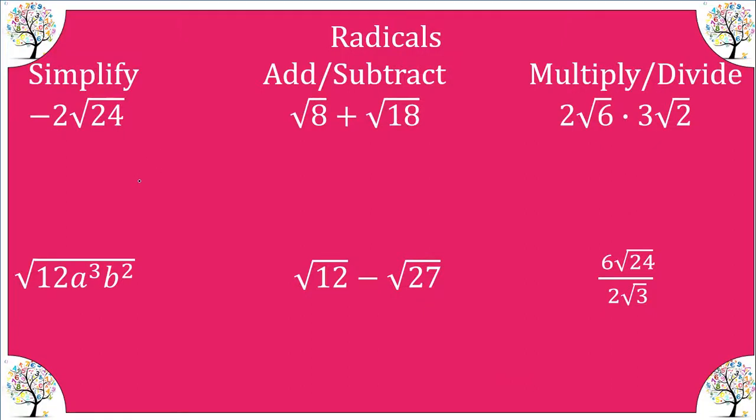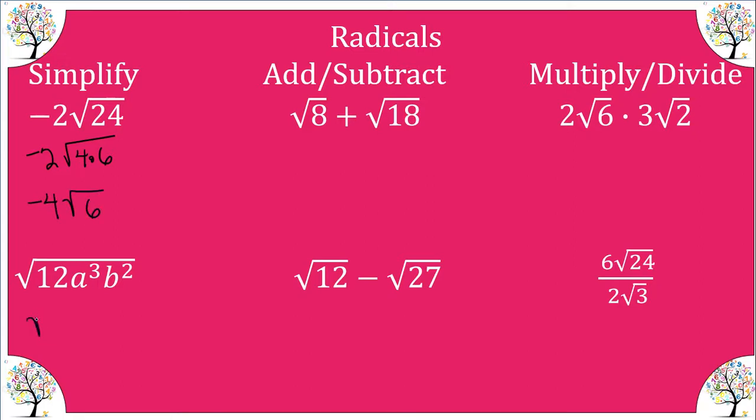Okay, let's review radicals. We're going to simplify, add, subtract, multiply, and divide. So when we simplify, we're going to think of two factors of our radicand, in which one is a perfect square. So we're going to have 4 times 6. We're going to take the square root of 4, which is 2, and multiply by it the coefficient -2, and we get -4 radical 6.